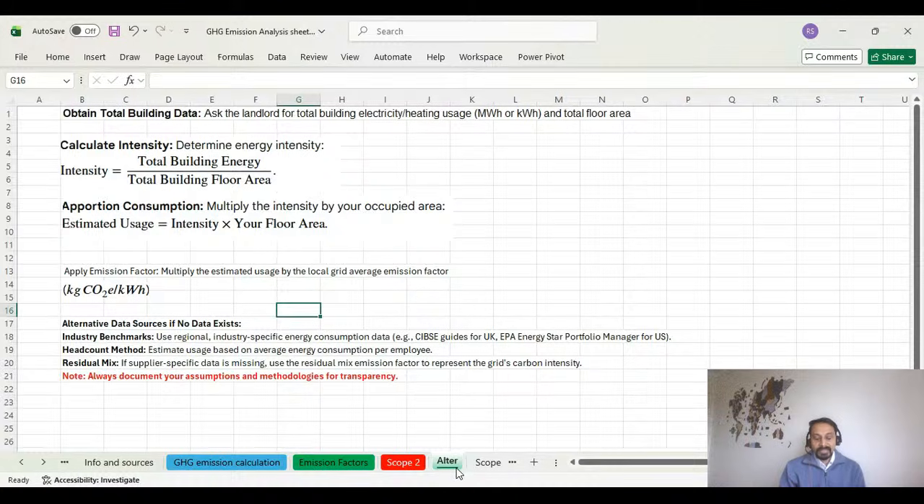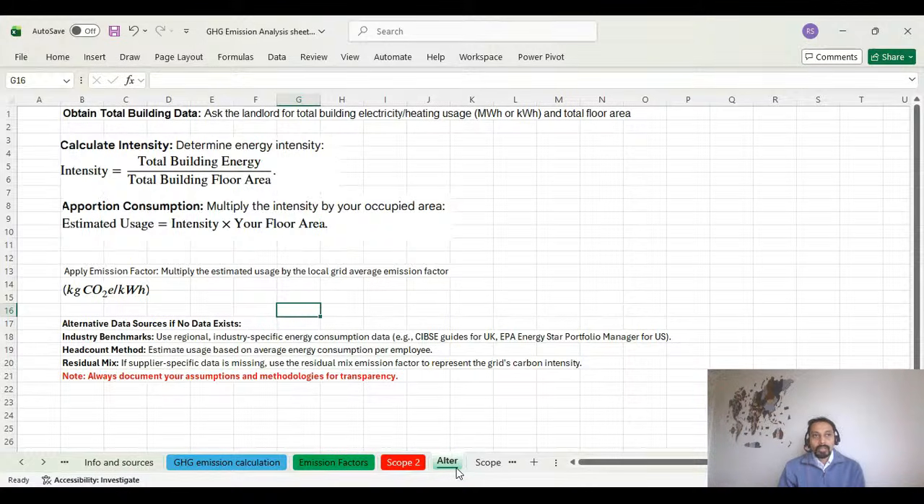So one method is calculating based on your area. So in your office, if the total square foot or square meter area is available, and you know that area, and if you know the total building energy, then you can calculate through this method.